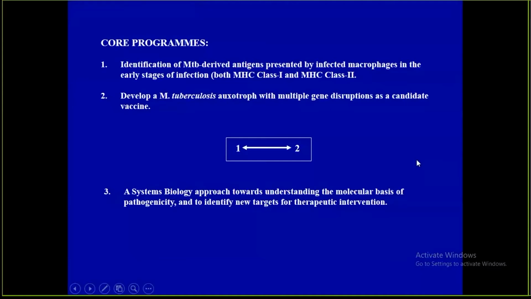Sachin, next slide, please. So the core program had only three objectives, as I said. First, identification of MTB-derived antigens presented by infected macrophages in the early stages of infection, both MHC class 1 and MHC class 2. Second, develop a tuberculosis auxotroph with multiple gene disruption as a candidate vaccine.